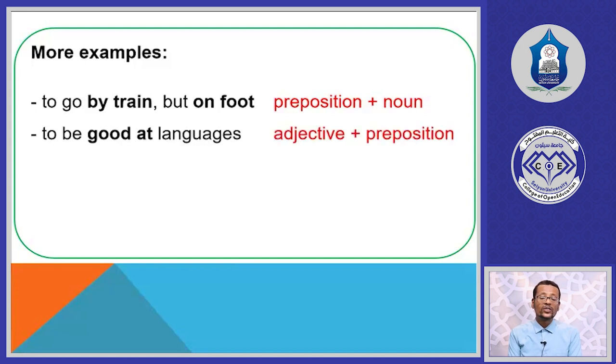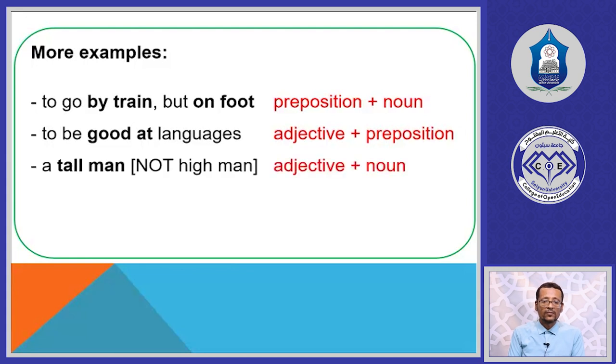Another example, good at languages, a common mistake. Some students say, I am good in English. No, the correct thing is good at English. So here we use adjective and preposition. Good is an adjective and at is a preposition. A tall man. A tall man is another example of collocation.